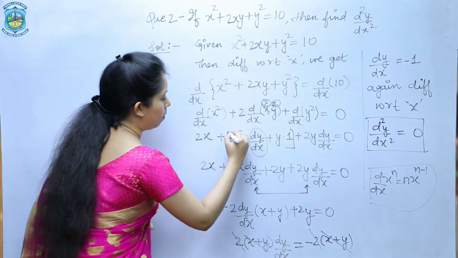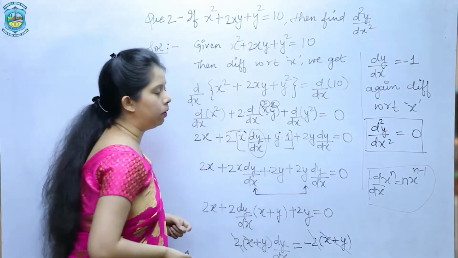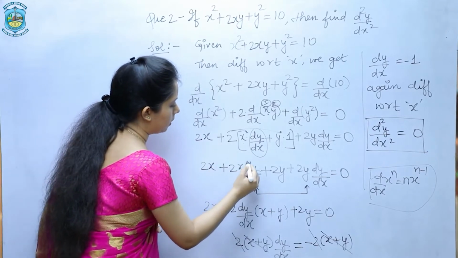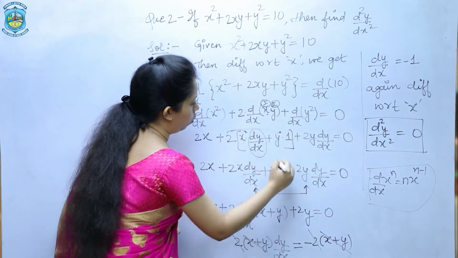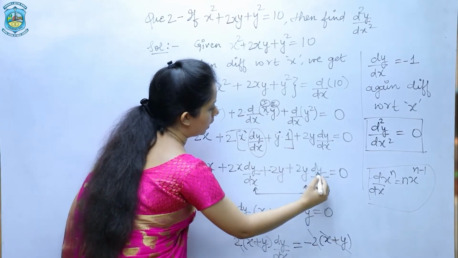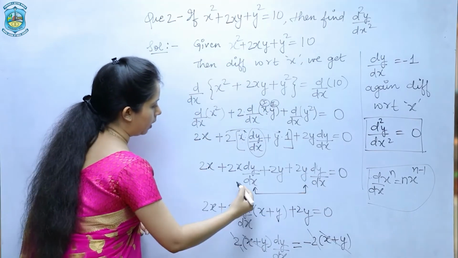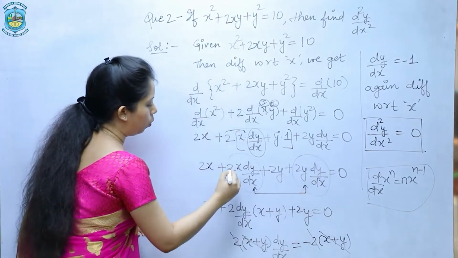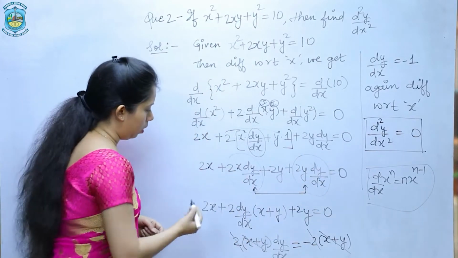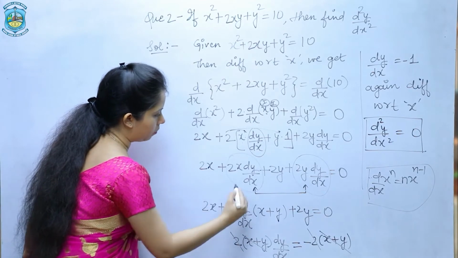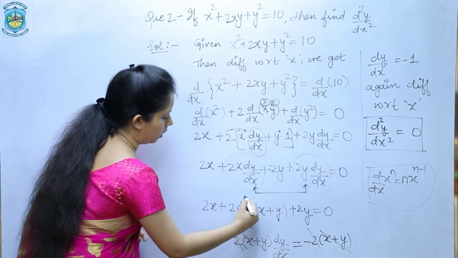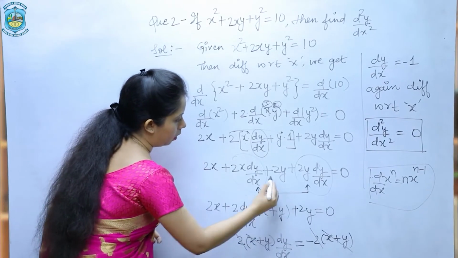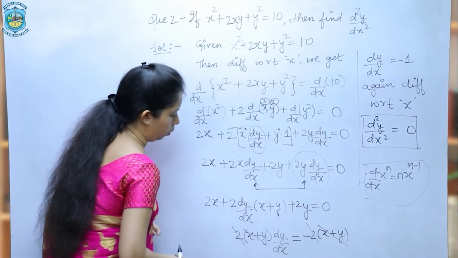In the next step we will multiply this 2 and open the bracket. So that becomes 2x plus twice of x dy by dx plus 2y plus 2y dy by dx is equal to 0. Next, from the second and the fourth term we will take 2 dy by dx as common. So that becomes 2x plus, from the second and the fourth term we have taken 2 dy by dx as common, so we are left with x plus y, plus 2y is equal to 0.